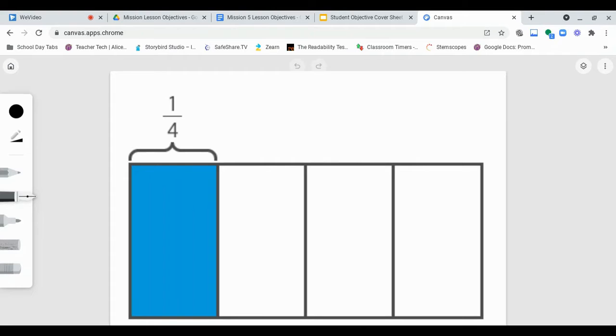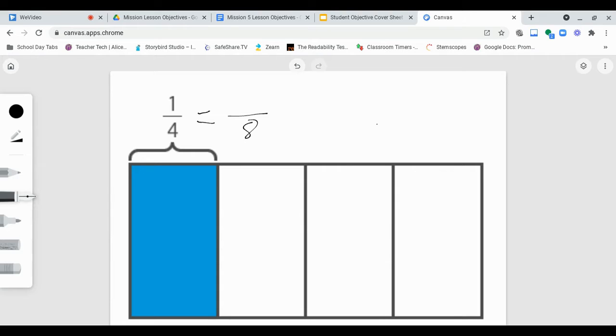So if we saw this area model of a fraction, what fraction is this? Well, it's going to be 1/4, as it tells us right here, right? Because we have 4, and one of them is shaded. So right now we are given an area model of 1/4. Today in this lesson, you're going to be asked how we can decompose 1/4 to equal some new fraction. So to start with, it might say we want to show that 1/4 is equal to how many eighths.